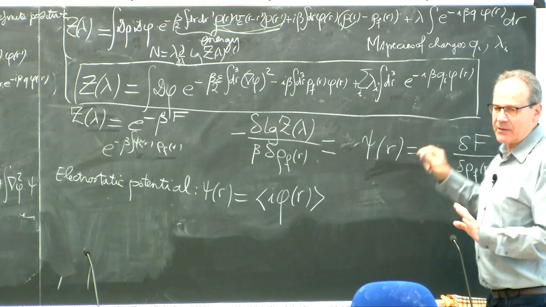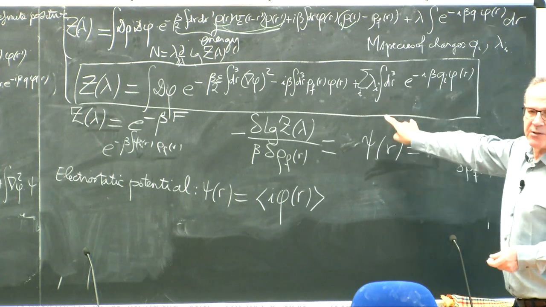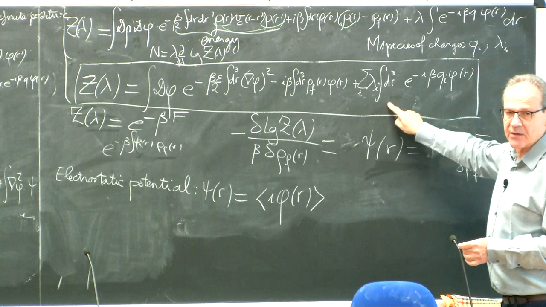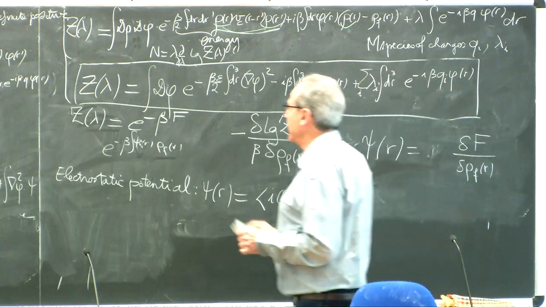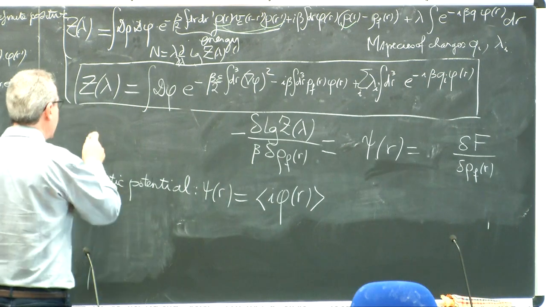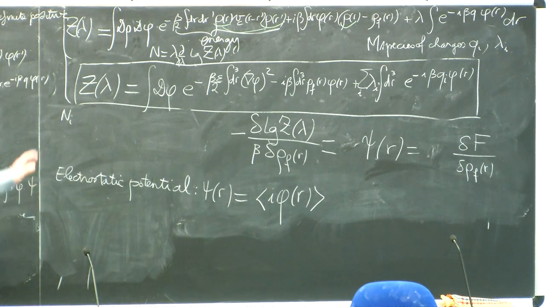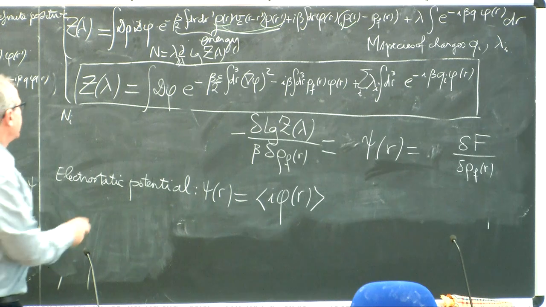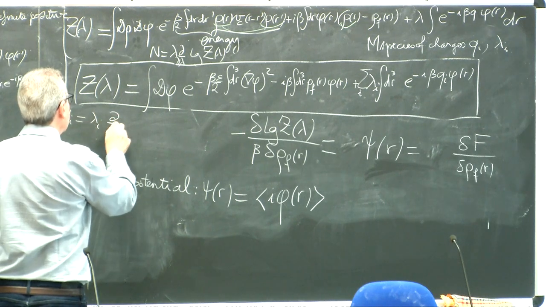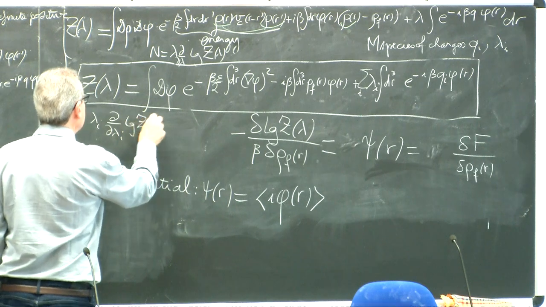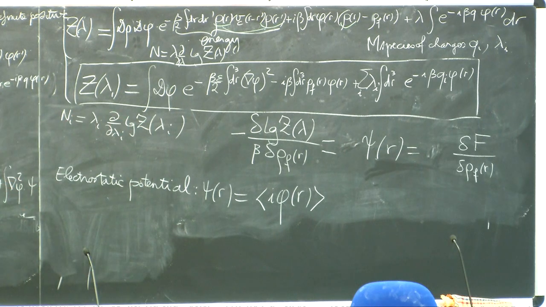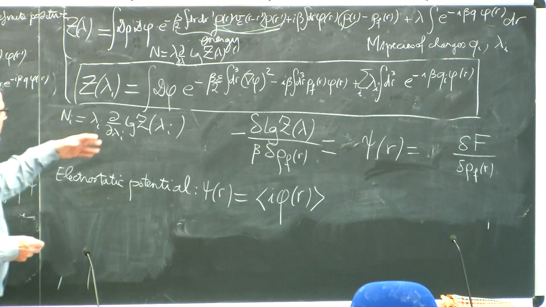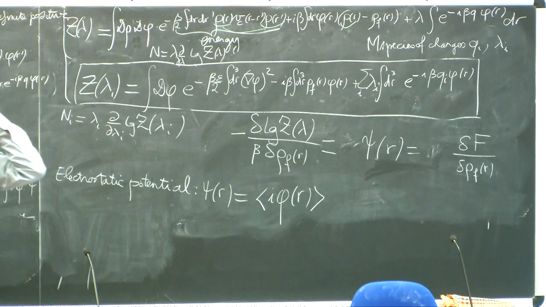So just one comment. If you have many charges, it's not only one lambda, but it's a sum over all the species of lambda i times this, and the average number of particles of each species n i in the system is equal to lambda i d by d lambda i log z of lambda i. So you have to determine all the lambdas, all the fugacities of each species, to match the total number of particles in the system.